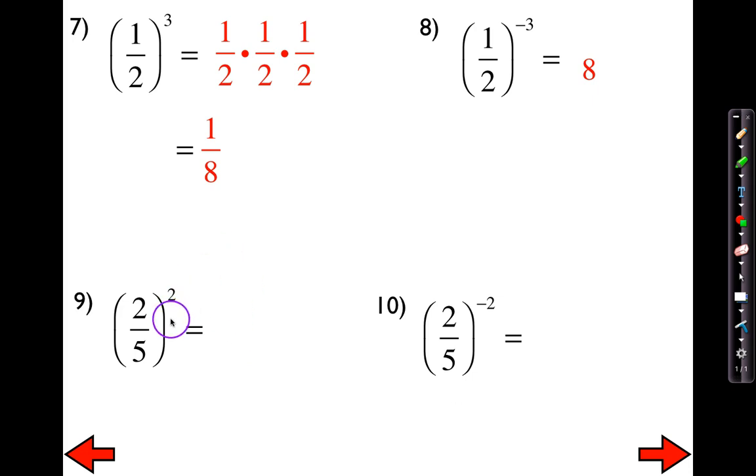For number 9, we're going to repeat the same process here. We're going to do 2/5 repeated 2 times, which looks like this. I'm going to simplify that. 2 times 2 is 4. 5 times 5 is 25. So I'm left with 4 over 25. Knowing this, I want you to go ahead and figure out what 2/5 to the negative second power is. So it's the same thing, except instead of asking for raising it to positive 2, we're going to raise it to a negative 2.